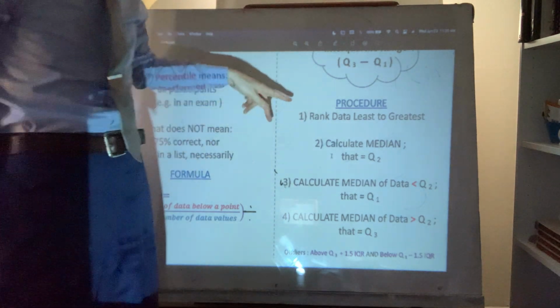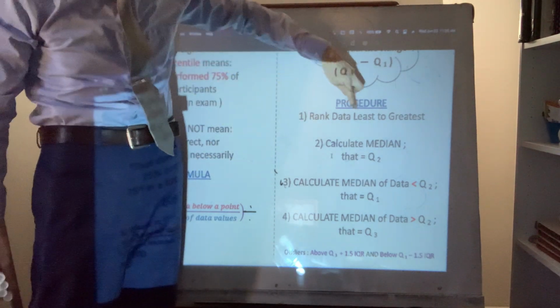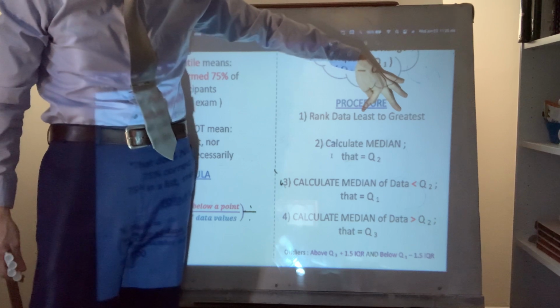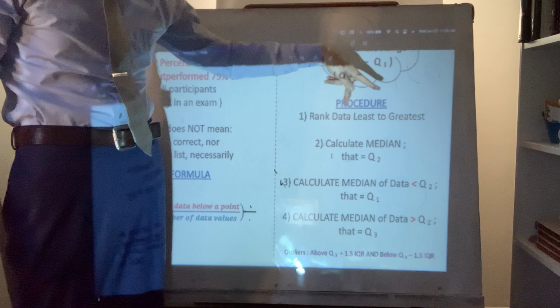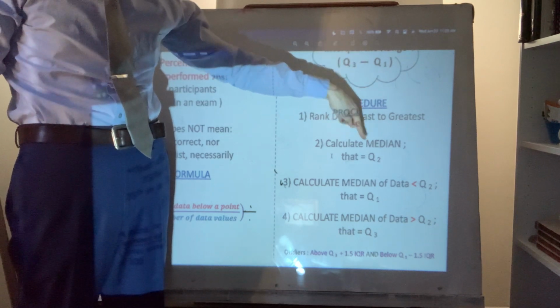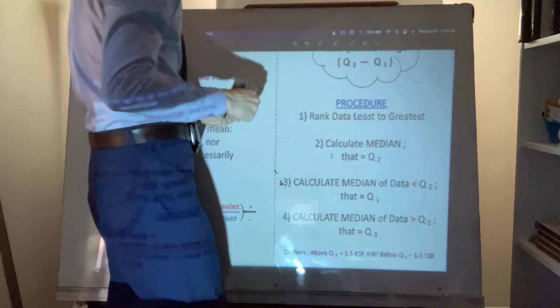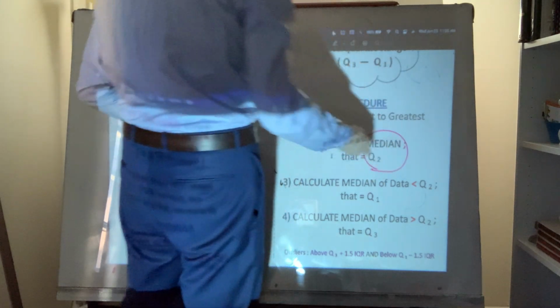You're going to do as you always do. You're going to rank the data from least to greatest. That's just good habit. You would need to do it in this case. Then you're going to calculate the median. The median, as I mentioned, is Q2, Q subscript 2.